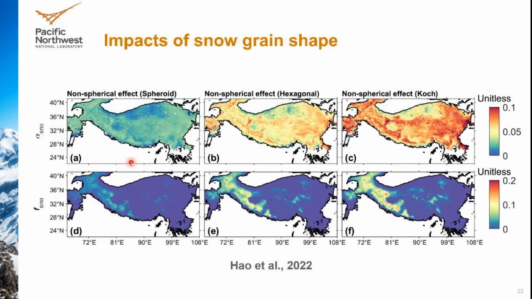We further analyze how the snow grain shape can affect the snow albedo and snow cover fraction. We calculate this non-spherical effect as the difference between the non-spherical shape and the spherical shape: spheroid, hexagonal plate, and koch snowflake. The koch snowflake has the largest difference from the sphere. The snow albedo difference can be larger than 0.1, and the snow cover fraction difference can be larger than 0.2.